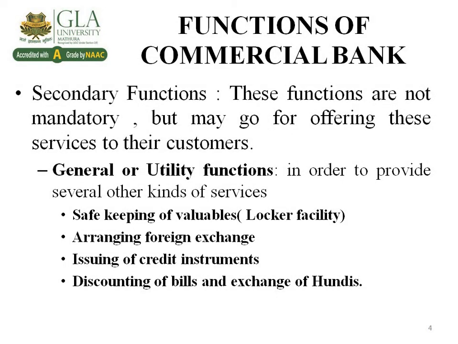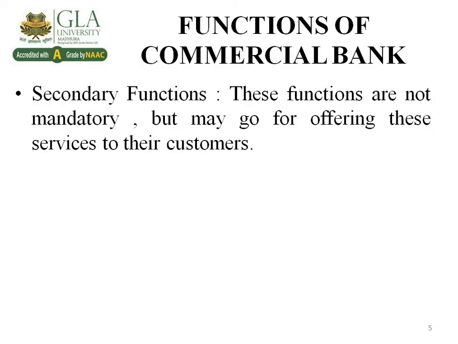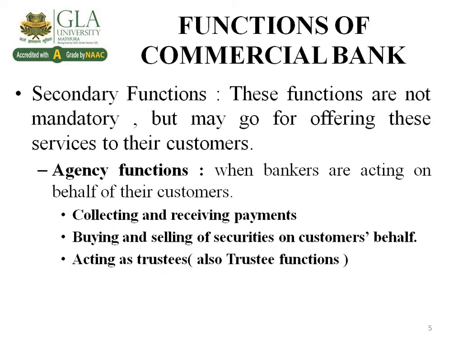So continuing with the secondary functions, the first part we have covered is the general or utility functions. These are a few examples under general or utility functions. Now the other part of the secondary functions is the agency functions. The agency function is when bankers act on behalf of their customers, so they are termed agents. When bankers see themselves as the agent of the customers, they enter into the relationship of agent and principal. We will see that in other videos, where we'll discuss the various special and general relationships between the banker and customer, and one of them is agent and principal.